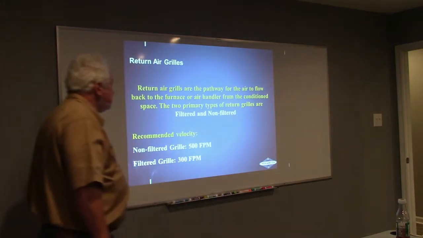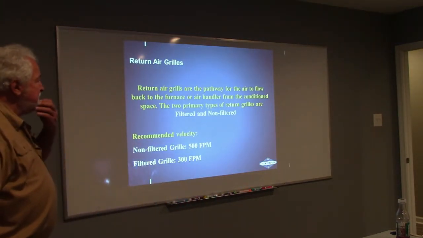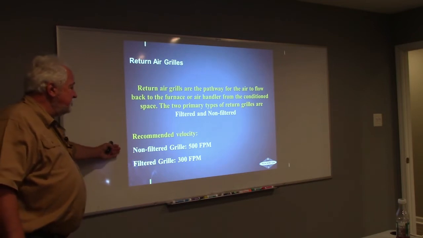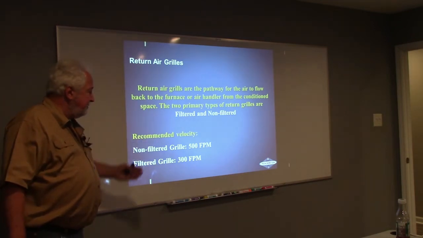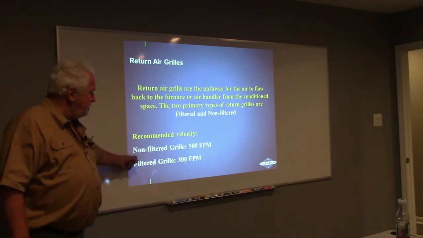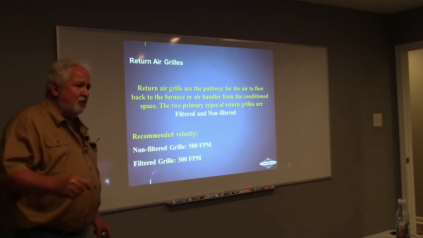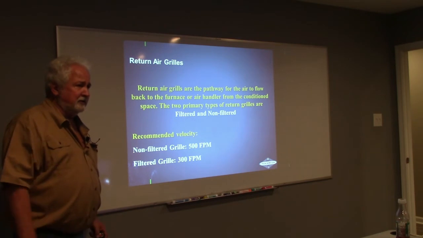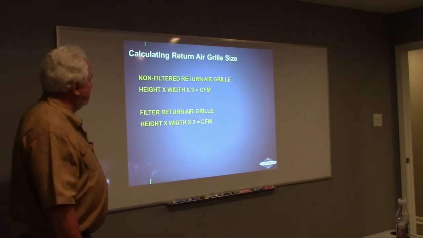Okay. Return air grills. There's filtered and non-filtered. Non-filtered grills, we said 500 feet per minute. Filtered grills, about 300 feet per minute. And we're putting the filtered grill at 300 feet per minute only because the filter's in there. Is that right? Yeah. Good, all right.